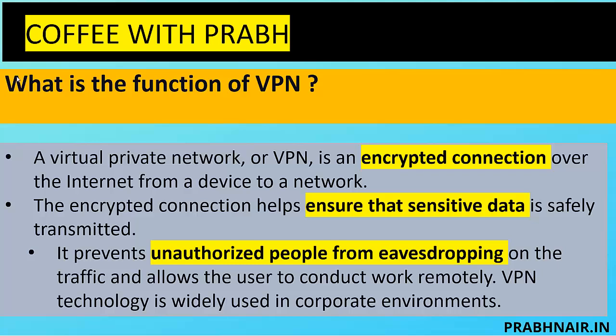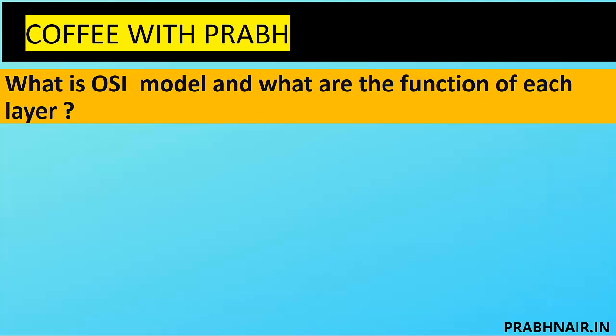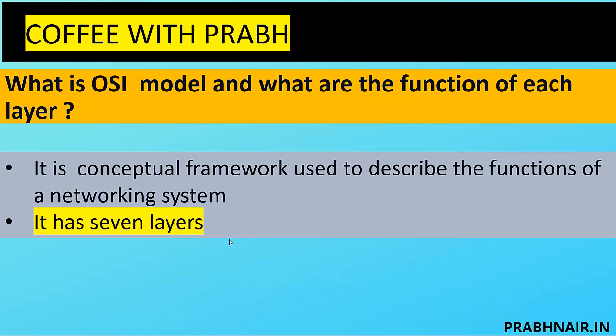Okay, let's move to the next interview question. What is the OSI model and what are the functions of each layer? In OSI, we have 7 layers: application layer, presentation layer, session layer, transport layer, network layer, data link layer, and physical layer.